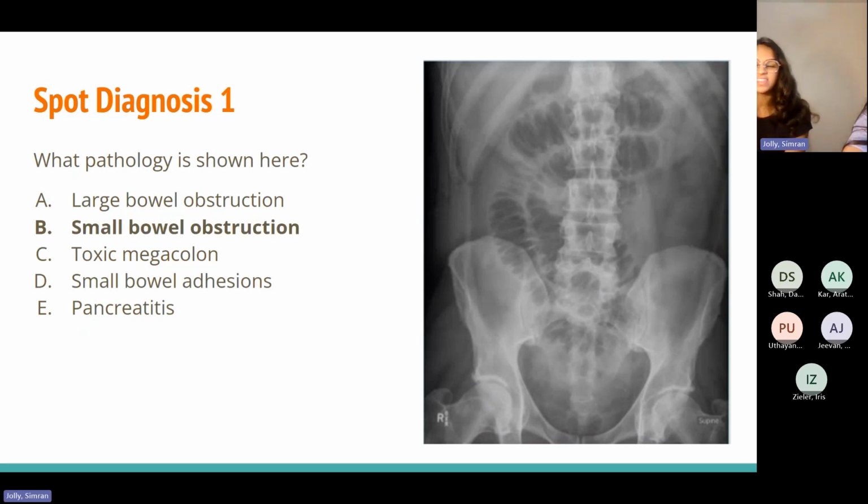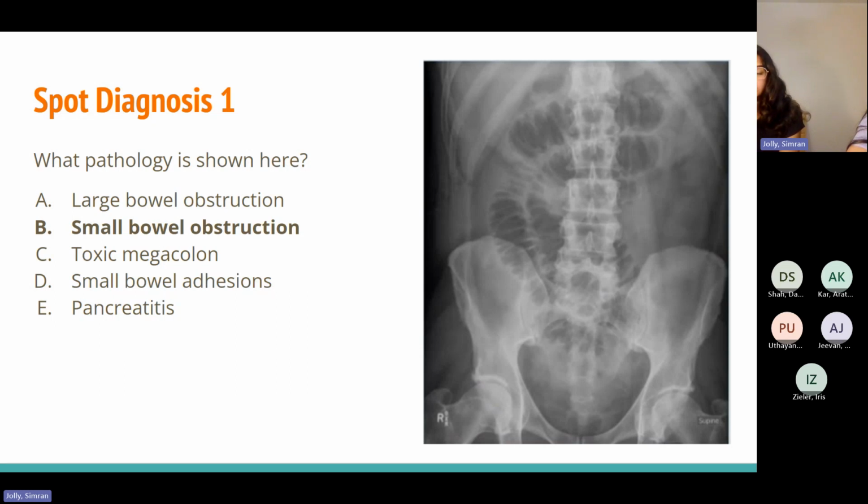Okay, so this is a small bowel obstruction. The more you look at the X-rays, the easier it will be to identify. I know it was quite confusing just before OSCEs when we were doing it, so just try to look at quite a few and you'll just get used to identifying them.